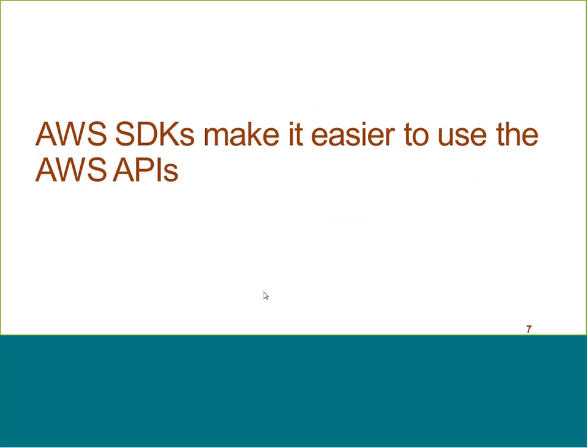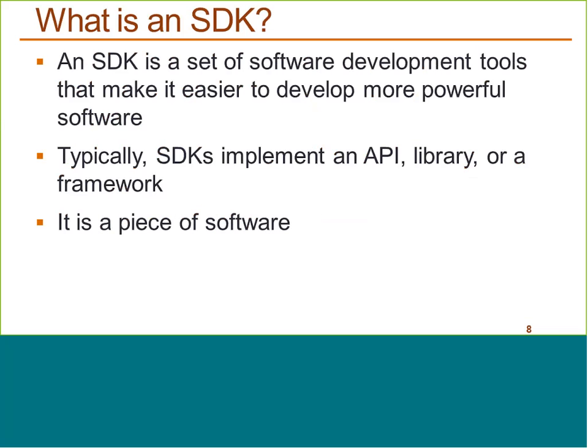So let's go on. These APIs are not very easy to use, and that's why AWS provides SDKs, or software development kits, which make it much easier to invoke these APIs. So let's look at SDKs. What is an SDK? An SDK is a set of software development tools that make it easier to develop more powerful software. That's the definition of an SDK. An SDK is a piece of software.